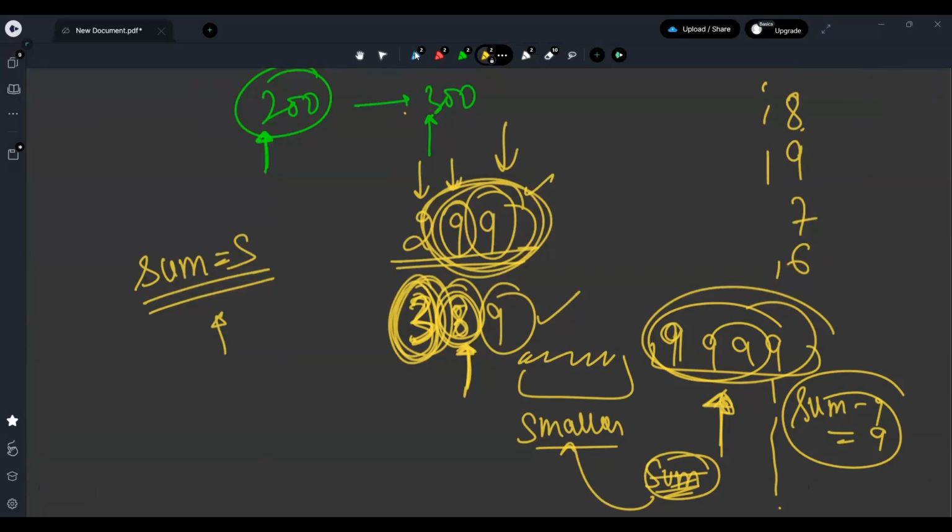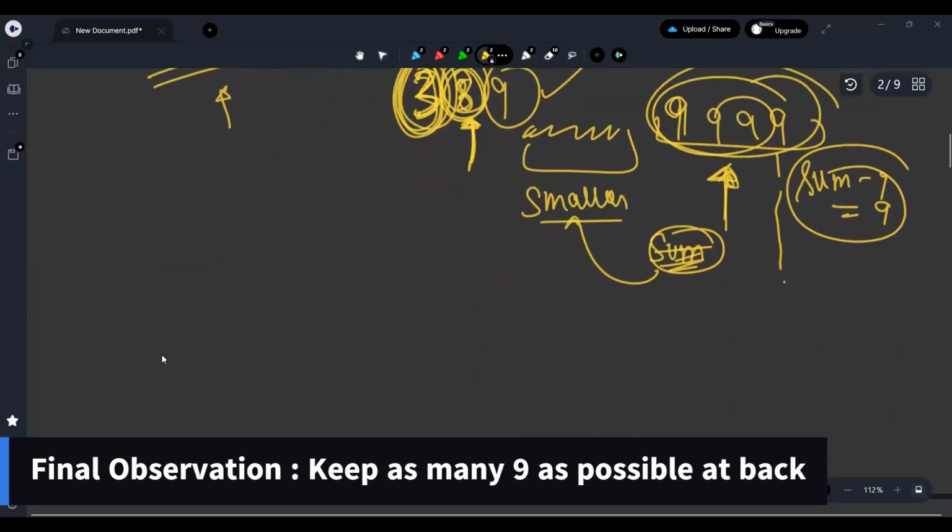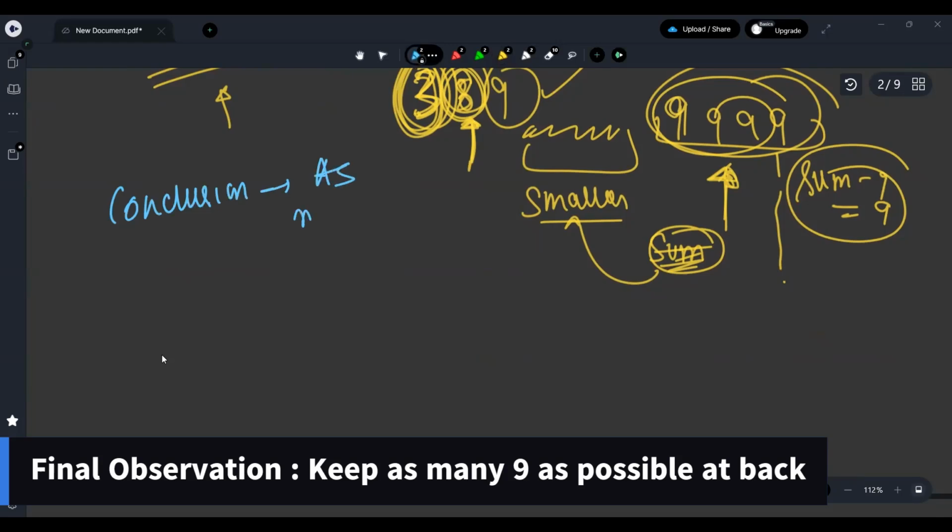This is the observation: I have to keep as many 9s as possible at the end. So the final conclusion after the two observations is that we have to keep as many 9s at the end as possible. This is the final conclusion.